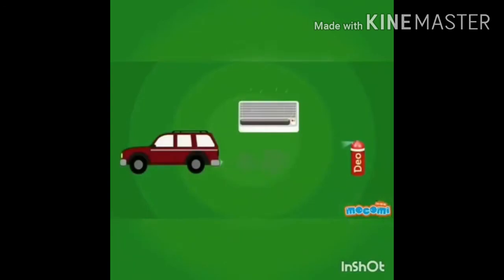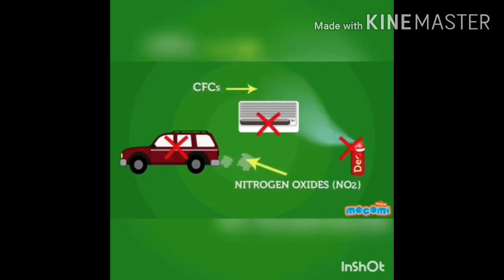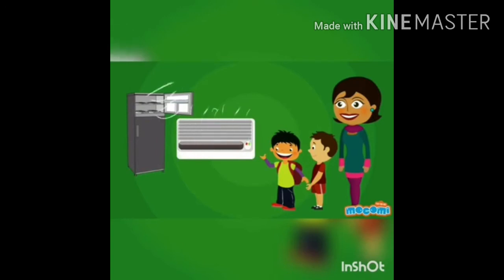Can we stop the depletion of ozone layer? Yes, we can. All we have to do is to reduce the production of those chemicals that cause the destruction of ozone, like CFCs and nitrogen oxides. So, encourage your parents, relatives and friends to make sure their refrigerators and air conditioners do not have CFCs.